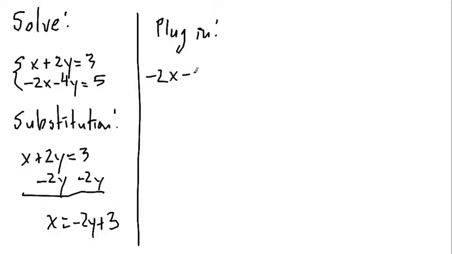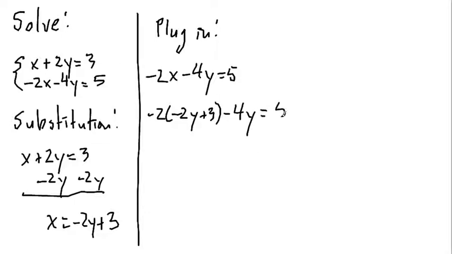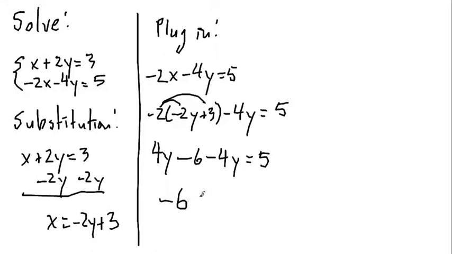Negative 2x minus 4y is equal to 5. Well, x is equal to negative 2y plus 3, so what I get is negative 2 times negative 2y plus 3, minus 4y is equal to 5. I distribute. Negative 2 times negative 2y is positive 4y. Negative 2 times 3 is negative 6. Minus 4y is equal to 5. We collect like terms. 4y minus 4y gives me 0, so I'm left with negative 6 is equal to 5. No, that's not true. Negative 6 is not equal to 5.